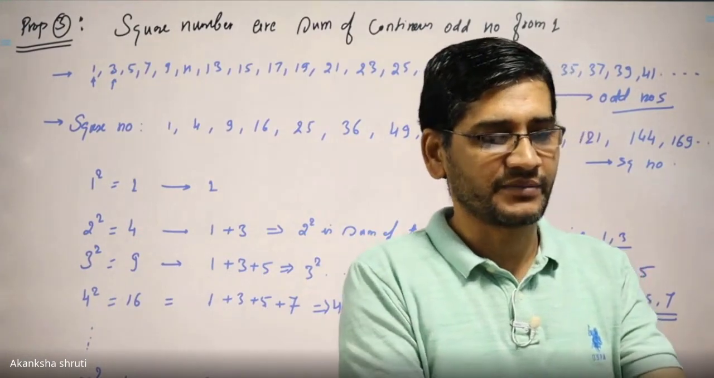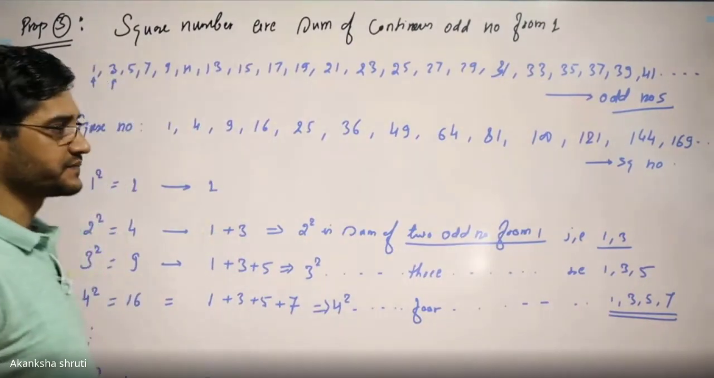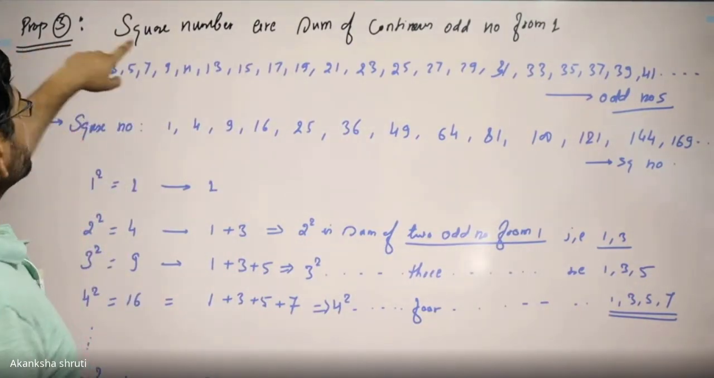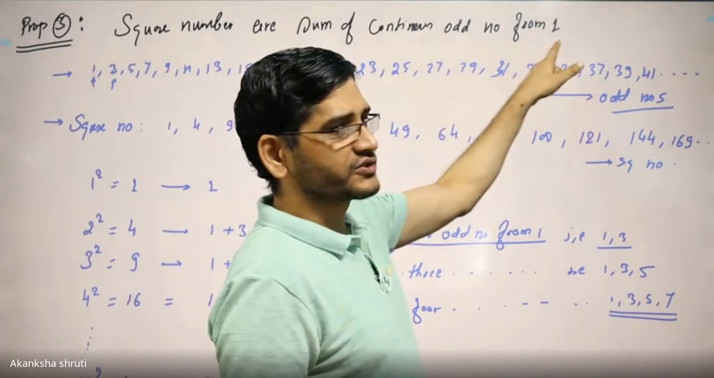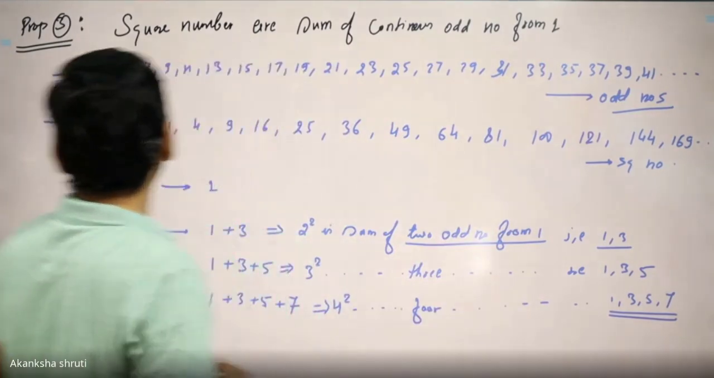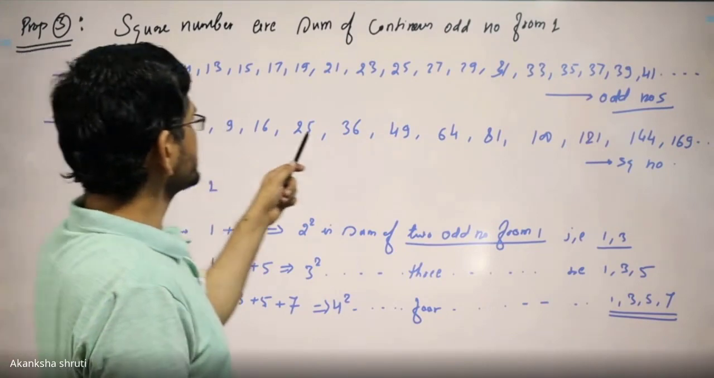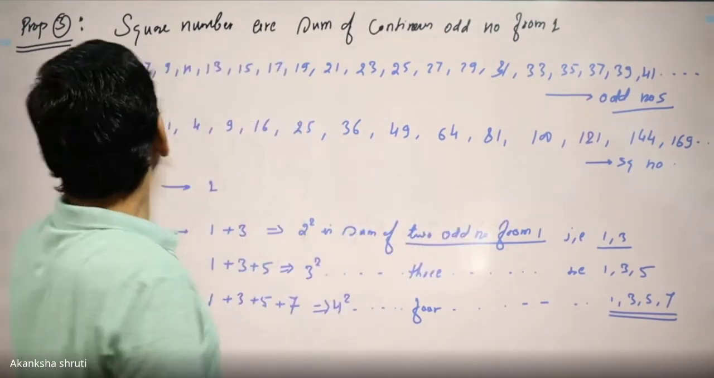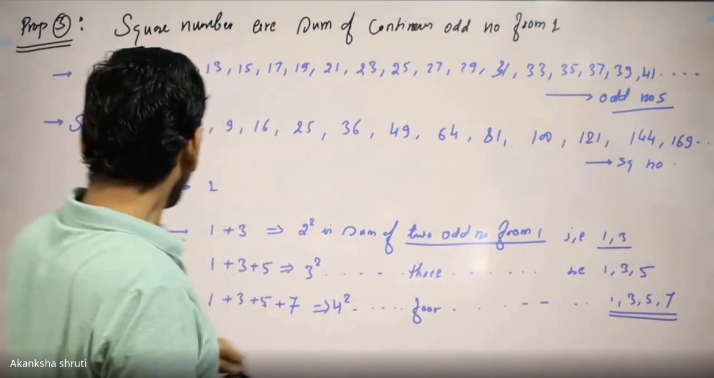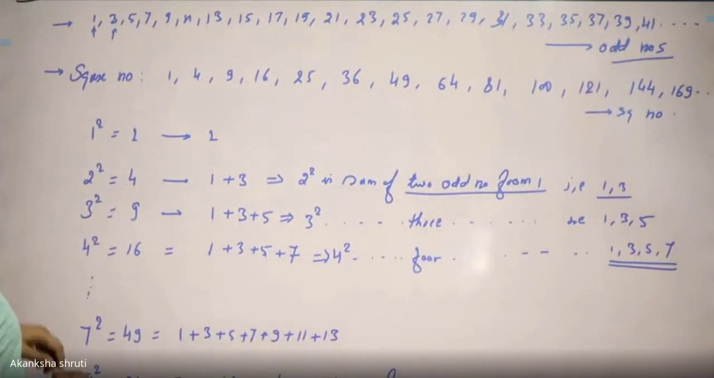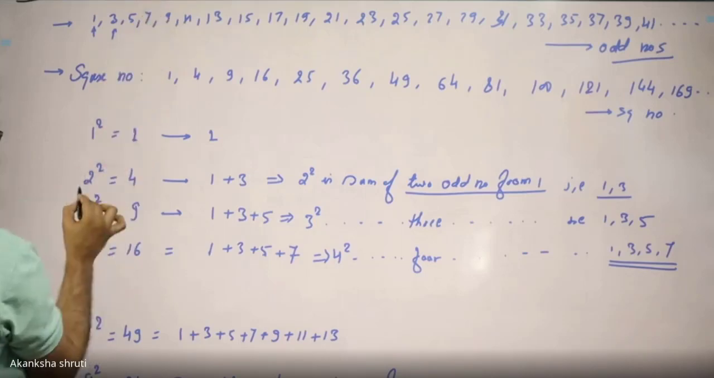So this was one kind of question or property based on the unit digit and squaring that we have determined. Students, the third property: a square number is the sum of consecutive odd numbers from 1. Example: the square numbers we have written are 1, 4, 9, 16, 25. The odd numbers we know are 1, 3, 5, 7, 9, 11, 13. Let us consider any square number, say 4. The 4 can be written as 1 plus 3. The 4 is a square of 2.